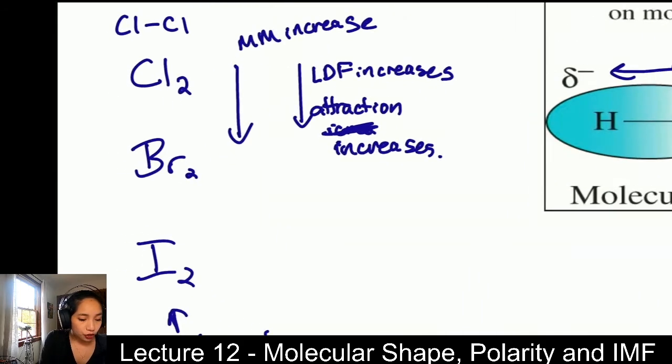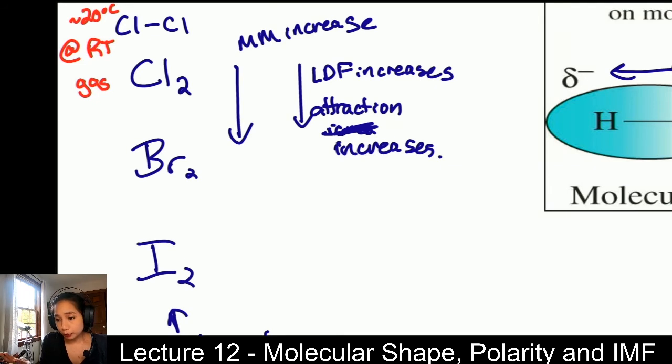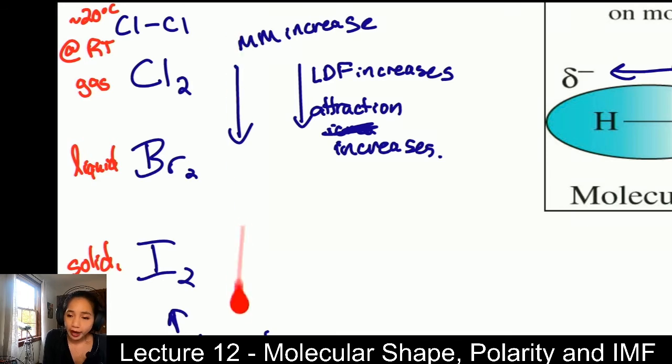What's really interesting with these three different samples at room temperature, so that's like 20 degrees Celsius: diatomic chlorine is a gas. Bromine, if you had a bottle of bromine, Br2, is actually a liquid. And iodine, I2, is actually a solid. So what you're seeing is, because molar mass increases in this series, London dispersion forces increase. And your boiling and your melting point also increase.